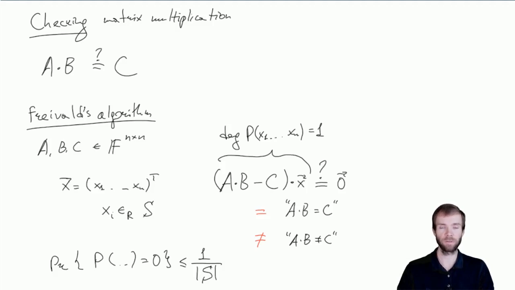So thus, if we take the set S to be large enough, we can make this probability of error vanishingly small. And so we have a probabilistic algorithm which is able to check whether two matrices are correctly multiplied. The negative answer is never erroneous, and the positive answer can be erroneous, but we can make the probability of this error vanishingly small.